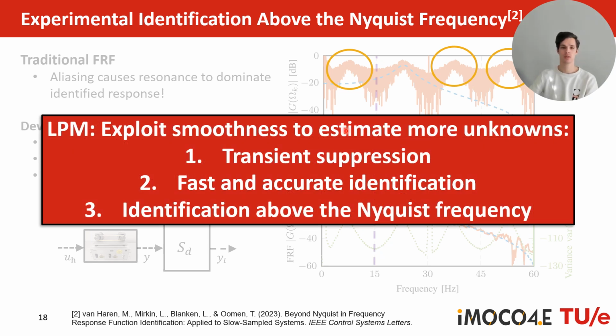So to conclude, LPM exploits smoothness to estimate more unknowns, which includes transient suppression and fast and accurate identification, but thirdly can also identify systems above the Nyquist frequency.